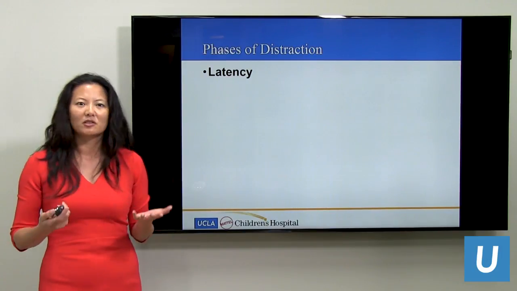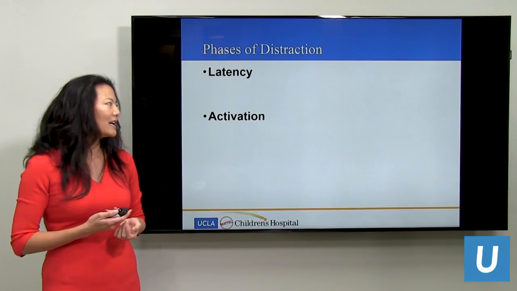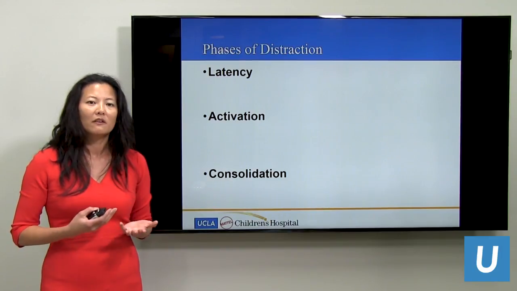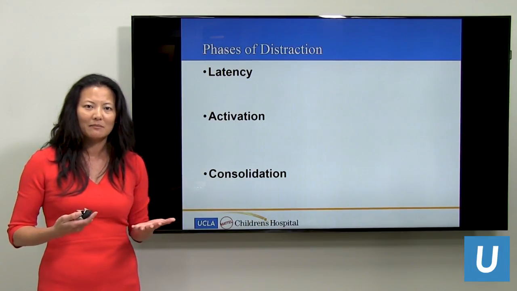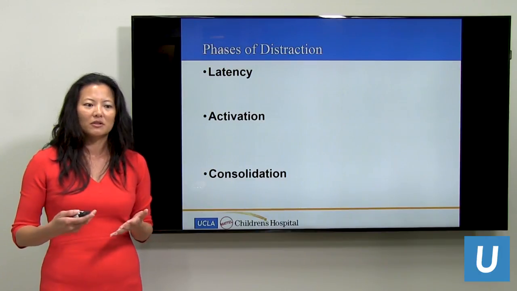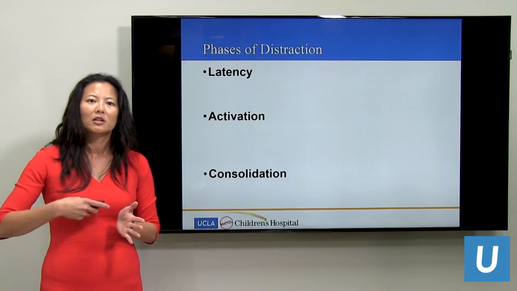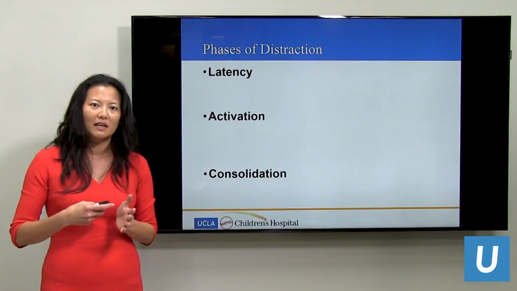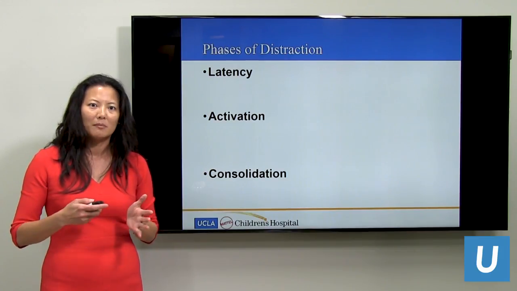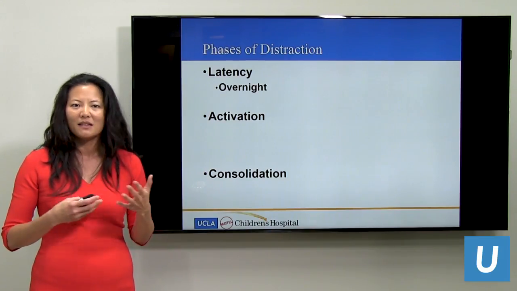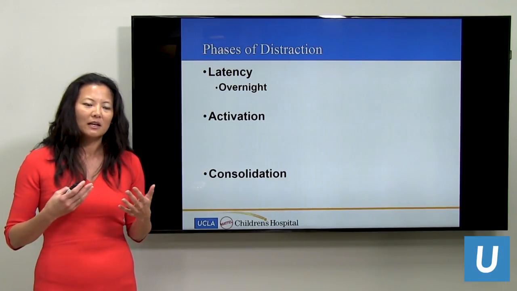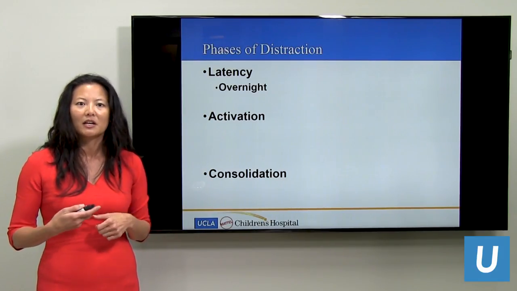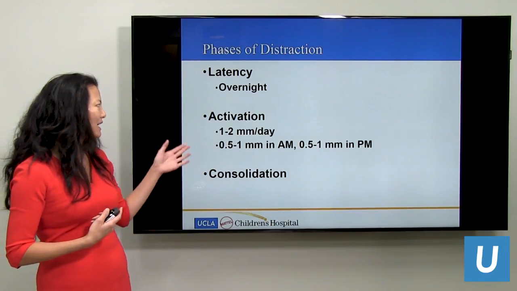There are 3 phases of distraction: latency, activation, and consolidation. For parents who are going through this, you'll hear this a lot. Latency means, once we do the procedure, how long do we wait before we start turning the arm and opening up the distractor a millimeter at a time? That can vary. What we do here is overnight, so we just do this, and the next day we start turning. When we start turning, that's called the activation phase.